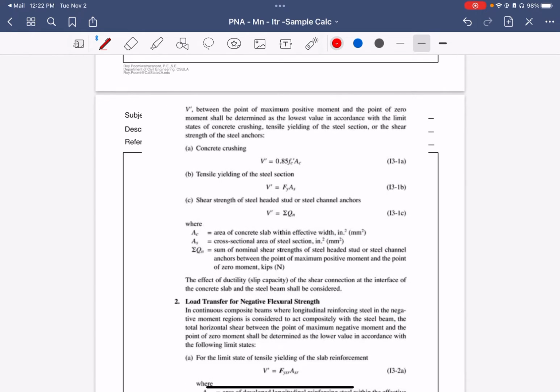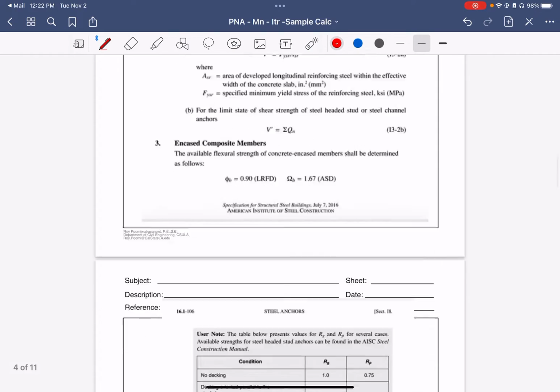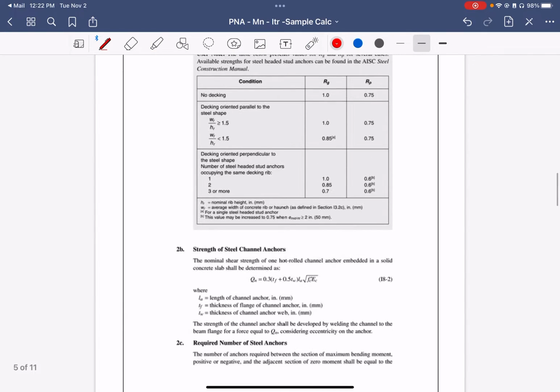Pretty much at the same time, when you're looking at the strength, you're checking these different sections to see which is going to govern for your concrete compression or crushing and all that. And finally, to find out the capacity of the headed studs, you would use this equation down here.